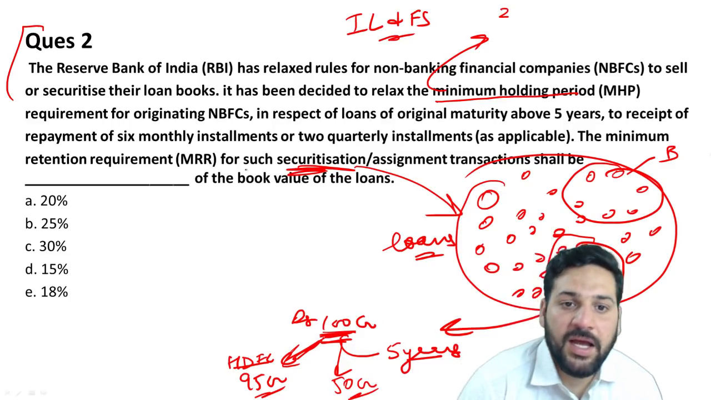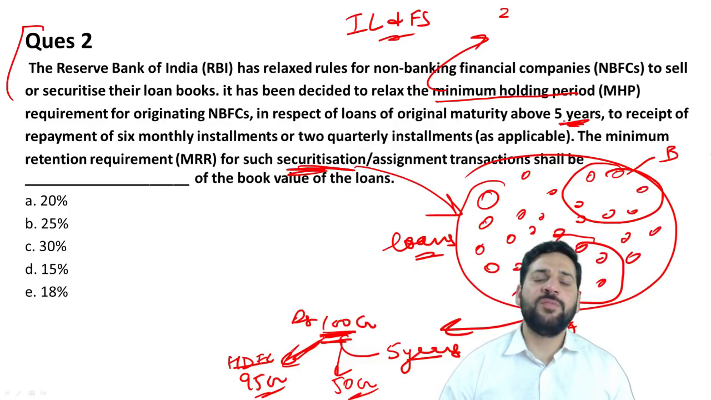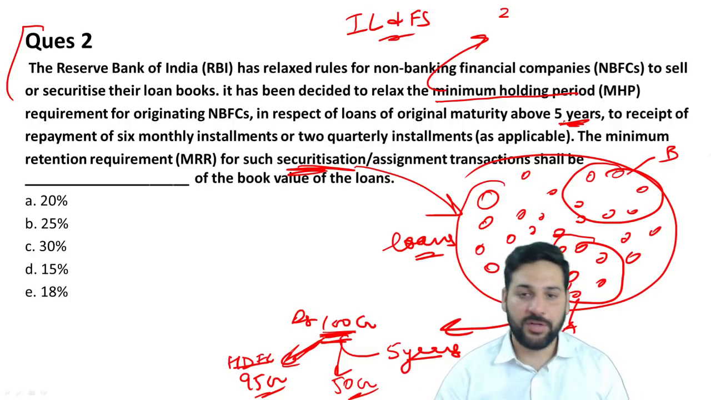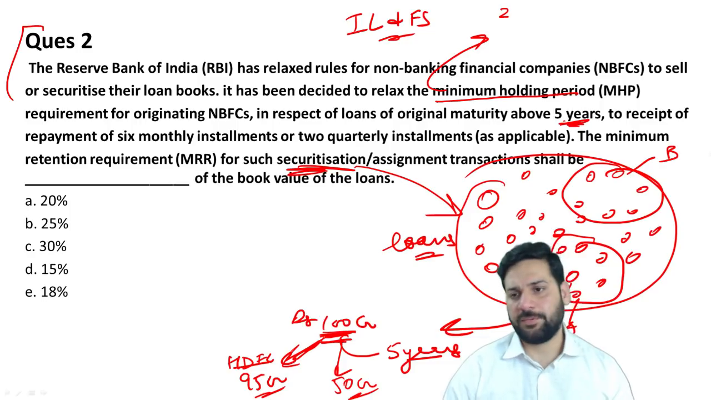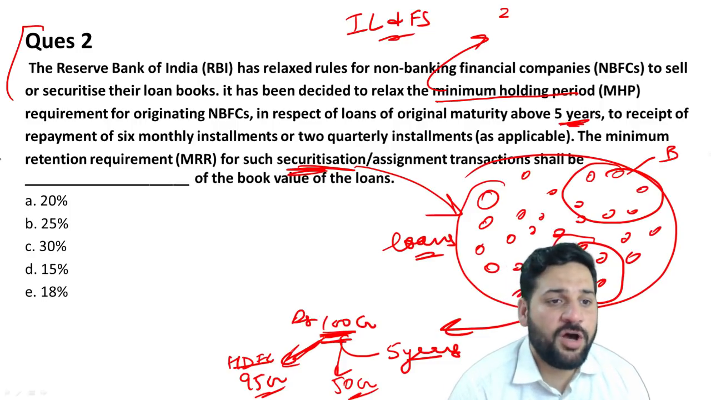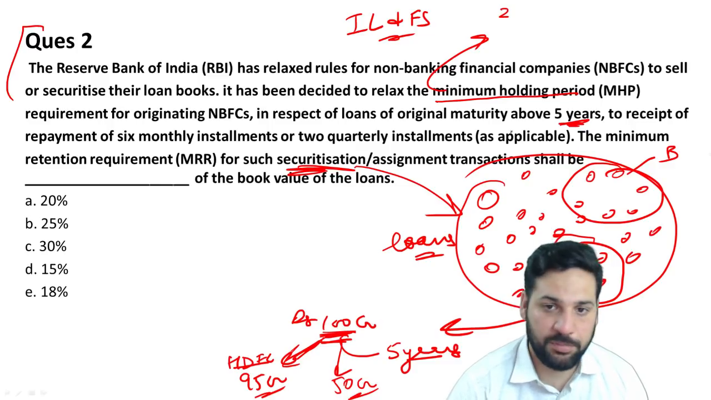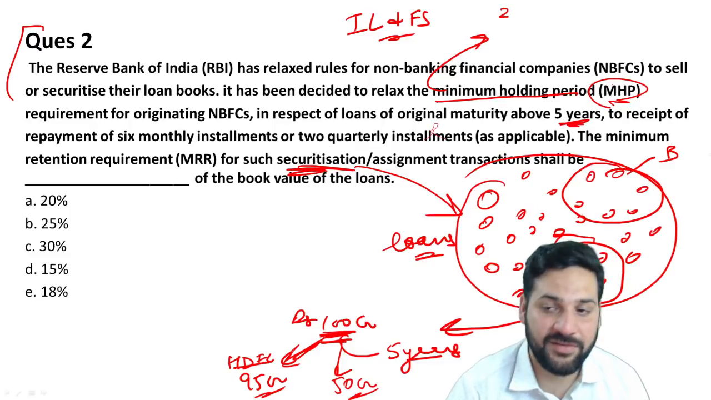In respect of loans of original maturity above 5 years, so loans whose maturity is more than 5 years and less than 20 years, which is what we are talking about today, these can be sold further for securitization purposes, after receipt of repayment of 6 monthly installments or 2 quarterly installments, as applicable. That is what MHP is. I'll discuss that in the next slide.